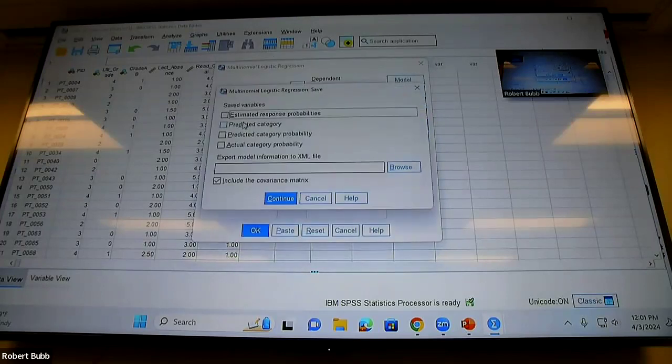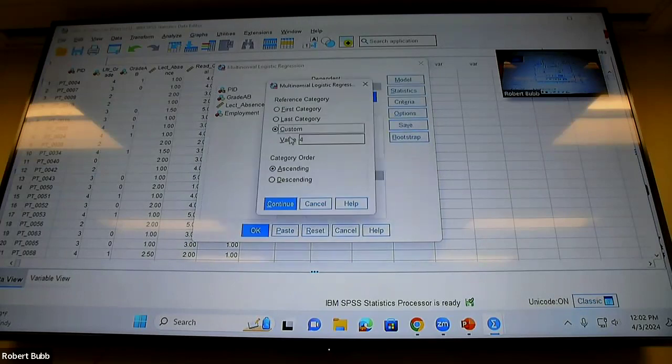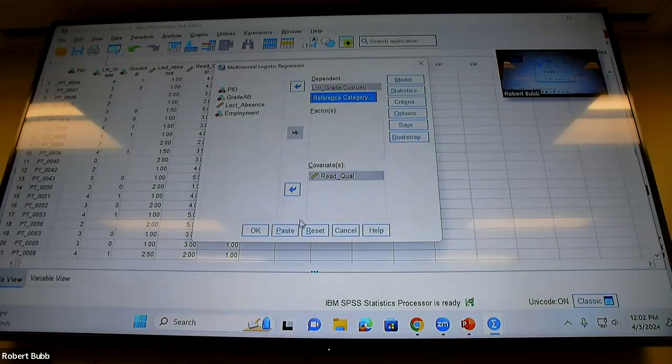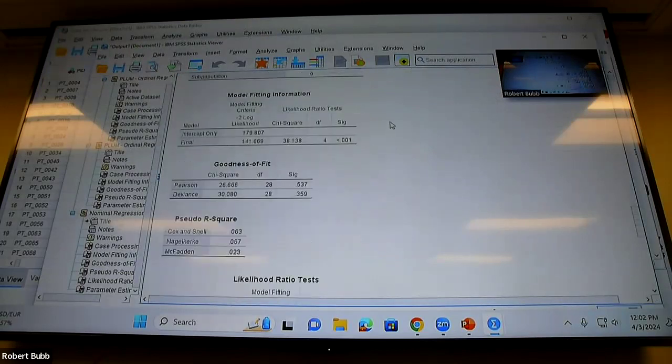If you wanted to save your probabilities or predicted categories, you could do that under the save option. Again, sometimes need to look at, but not particularly useful unless you're trying to predict for a specific person. Change the reference group to A. Should be 4. Yeah, I put custom, put it as 4. But notice we can put any value in there, right? Anywhere from 0 to 4. Okay, and that's it. We'll click OK. Get our percentages again, and then we have our output.